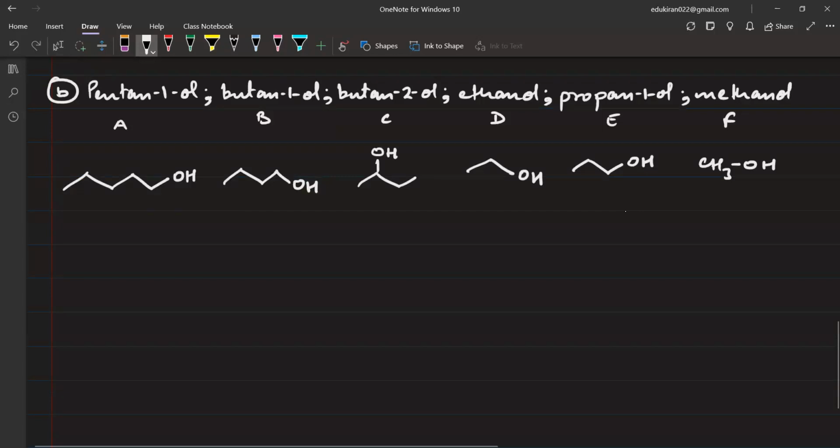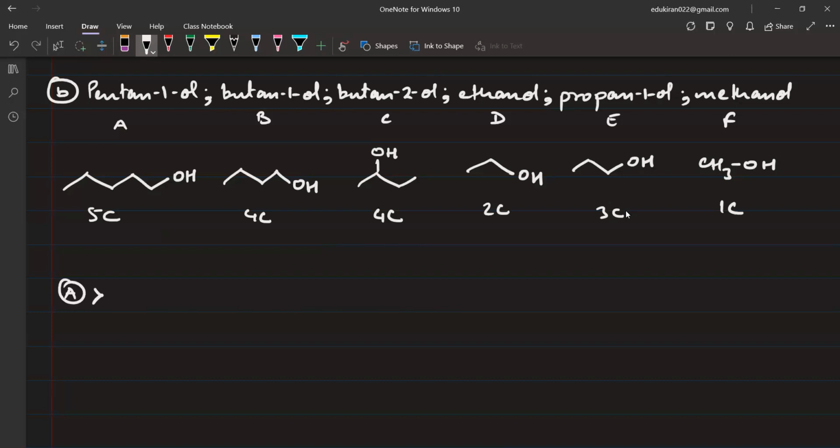Here I have 1, 2, 3, 4, 5 carbon, 5. Here we have 4 carbon. Here also we have 4 carbon. Here we have 2 carbon atoms. Here we have 3 carbon atoms, and here we have 1 carbon atom. Okay. Now, when I see 5 carbon, A is going to have the maximum.